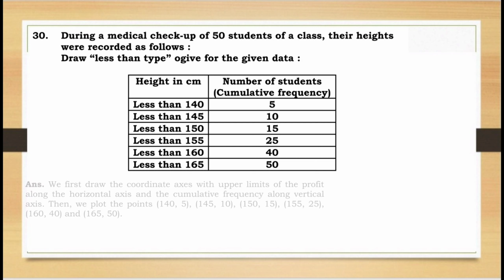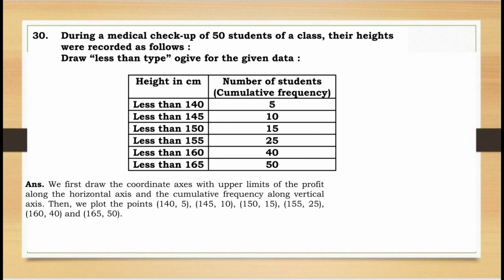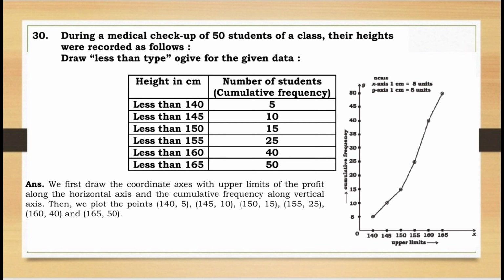Now first draw the coordinate axes with upper limits along the x-axis and cumulative frequency along the y-axis. Now to get the less than type ogive, first locate the points (140, 5), (145, 10), (150, 15), (155, 25), (160, 40) and (165, 50) on the coordinate axes. Now join all these points by hand, then you will get the less than type ogive. This is the answer for this question.